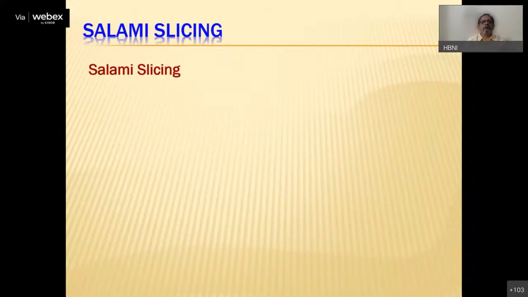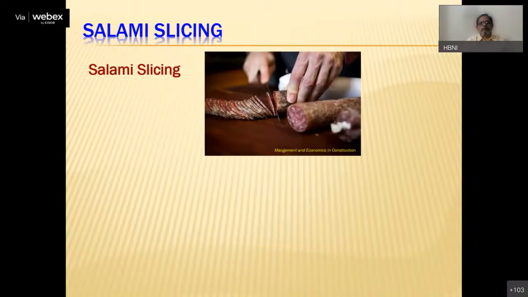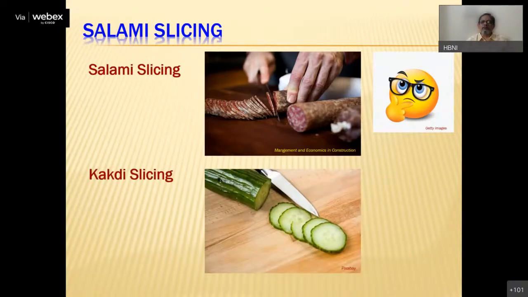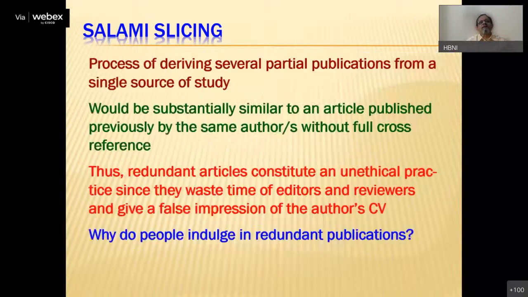There's another thing called salami slicing. So what is salami slicing? You might wonder. Salami is a European dish, where you cut fine slices and then serve them for eating. It's not very common in our country at all. So instead of salami slicing, you can almost say even kakadi slicing. Kakadi slicing also is very similar in my opinion.